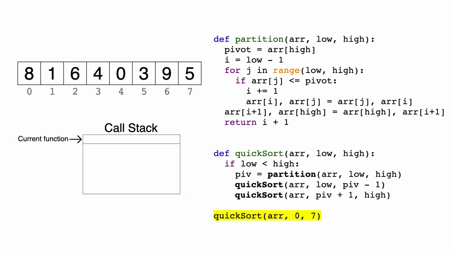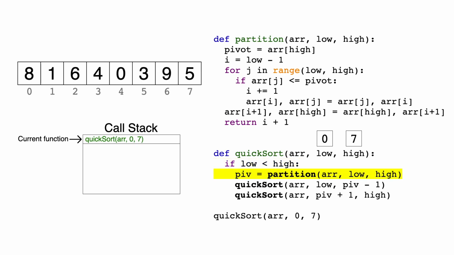We have to sort the entire array, so we'll pass in the starting and ending indices, 0 and 7. The first test is to see if low is less than high. In other words, there must be at least two elements in the section of the array that we're working with. Otherwise, we've hit the base case and there's no need to sort it. 0 is less than 7, so we continue.